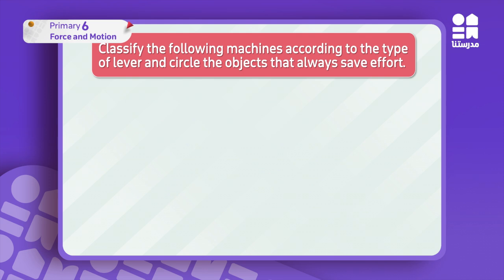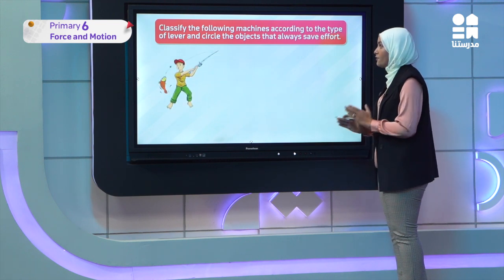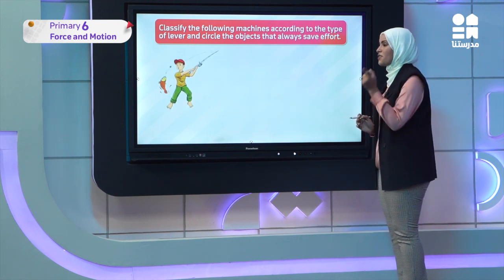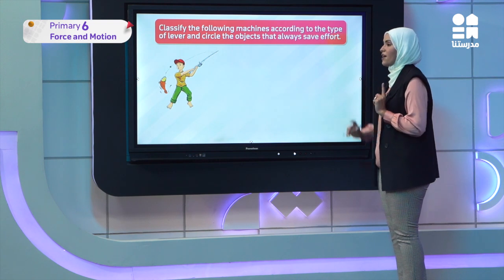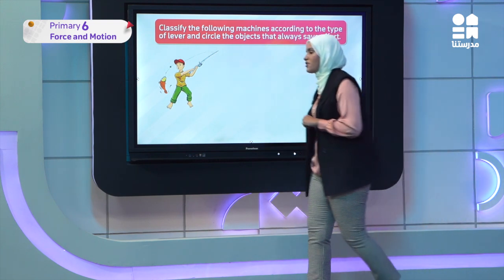Classify the following machines according to the type of lever and circle the objects that always save effort. خلي بالك انت هنا عندك two steps. أول step you are going to classify the following machines. هتقول هي first ولا second ولا third class lever, then you will circle it if it save effort. طيب تعالوا نبص هنا بسرعة الفيشنج تول.